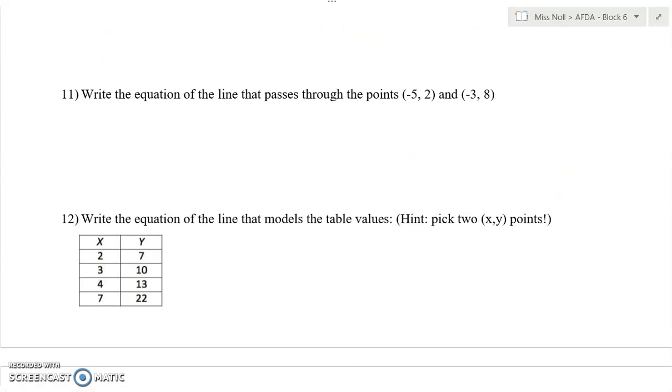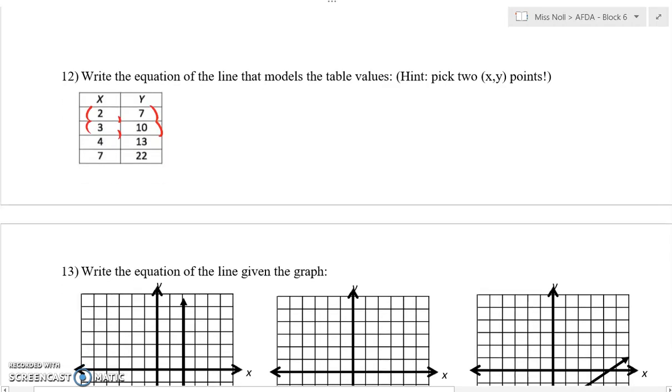Number 12, I kind of tried to give you a hint here for picking 2 x, y points. So really, they're just giving you points here, like this is 2, 7. Here's 3, 10. So what I would probably do is just use those 2 points, find the slope, just like I did in that previous problem. Use one of the points, plug in the x and y, solve for b, and you basically have that equation.